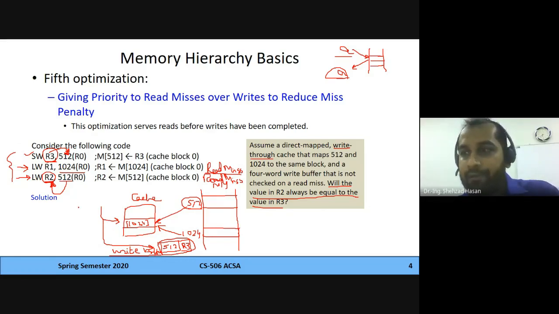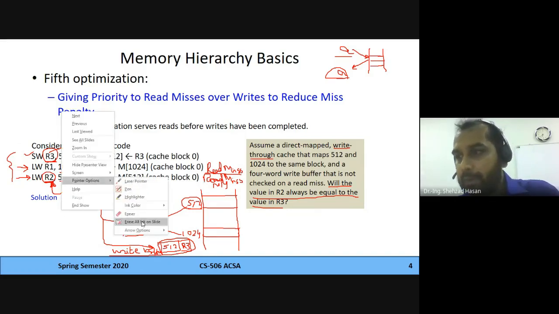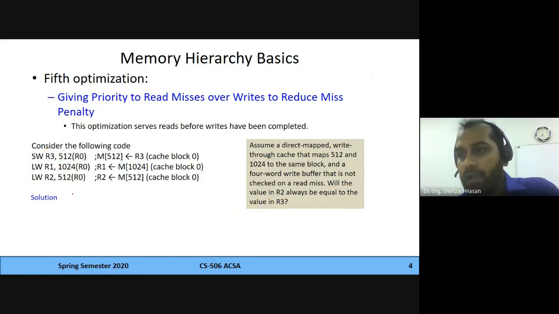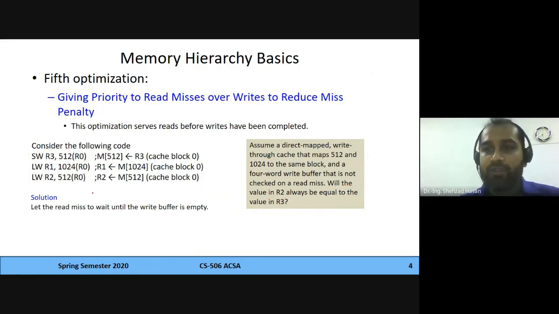So I'm going to free up some space over here, because if this thing is clear, then I'm going to free up some space on this slide. Okay, so what can be one of the solutions? One of the solutions is to let the read miss wait until the write buffer is empty. Now, what about this solution? If we are going to wait for the write buffer to get emptied on a read miss, then it's going to take a lot of time, right?